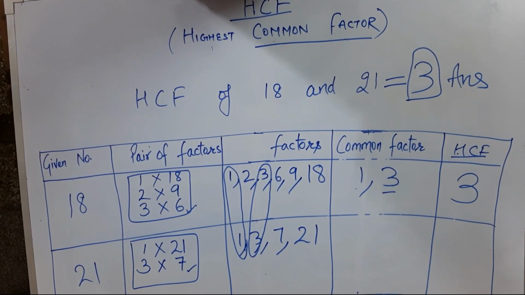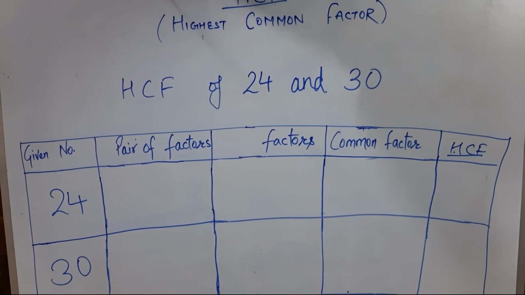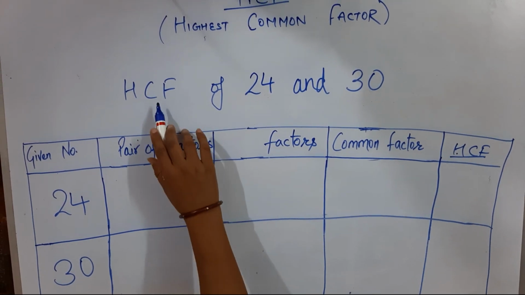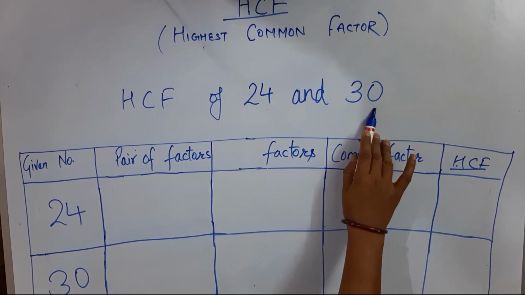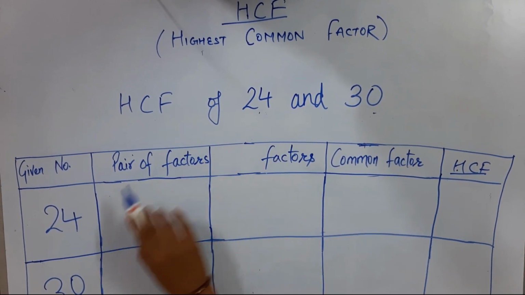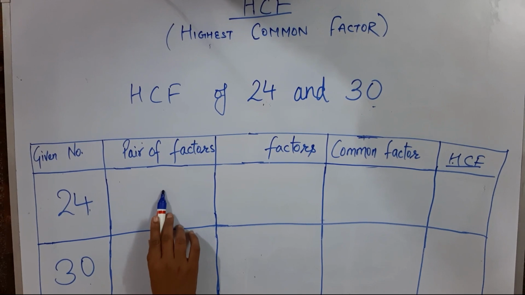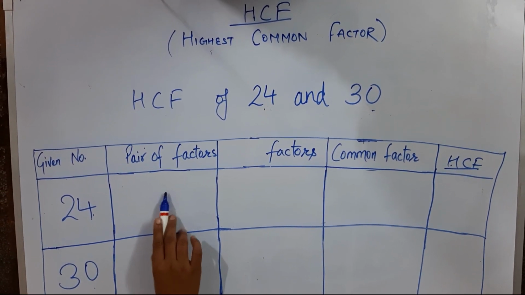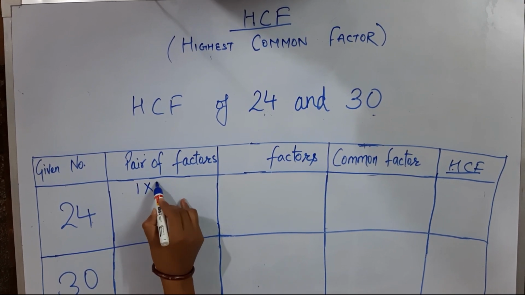I hope you understood how to find the HCF. Let's take one more example. HCF of 24 and 30. We have two given numbers, 24 and 30. First of all, we will find the pair of factors of these two numbers. First of all, 24. In which tables does 24 come?